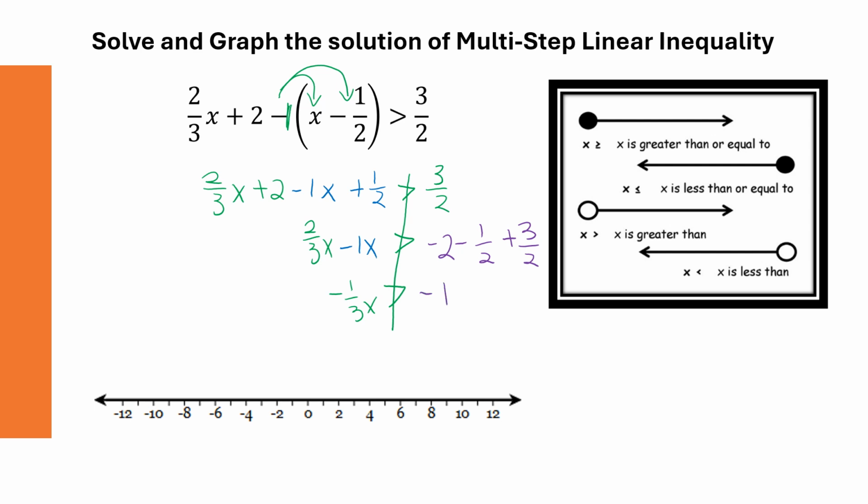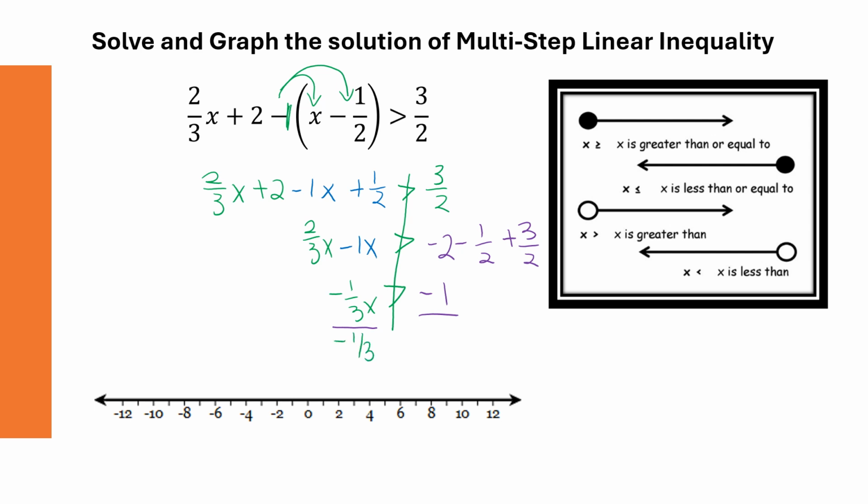And our last step is to isolate the x. So you can either multiply both sides by negative 3 or divide both sides by negative 1/3. It doesn't really matter, okay? So in my case, I'm just going to divide both sides by negative 1/3.